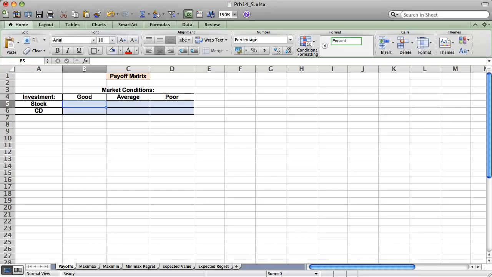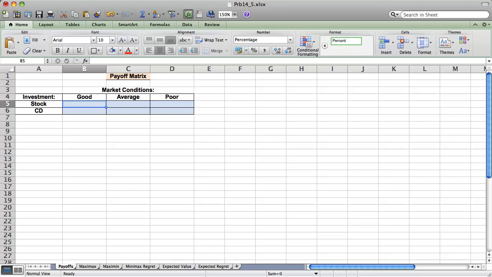So let's begin by looking at Problem 5. In the Sakai Resources folder, Chapter 14, the Excel tool, problem 14.5, can be found. So we're looking at an Excel sheet labeled payoff matrix. And this is for problem 5.